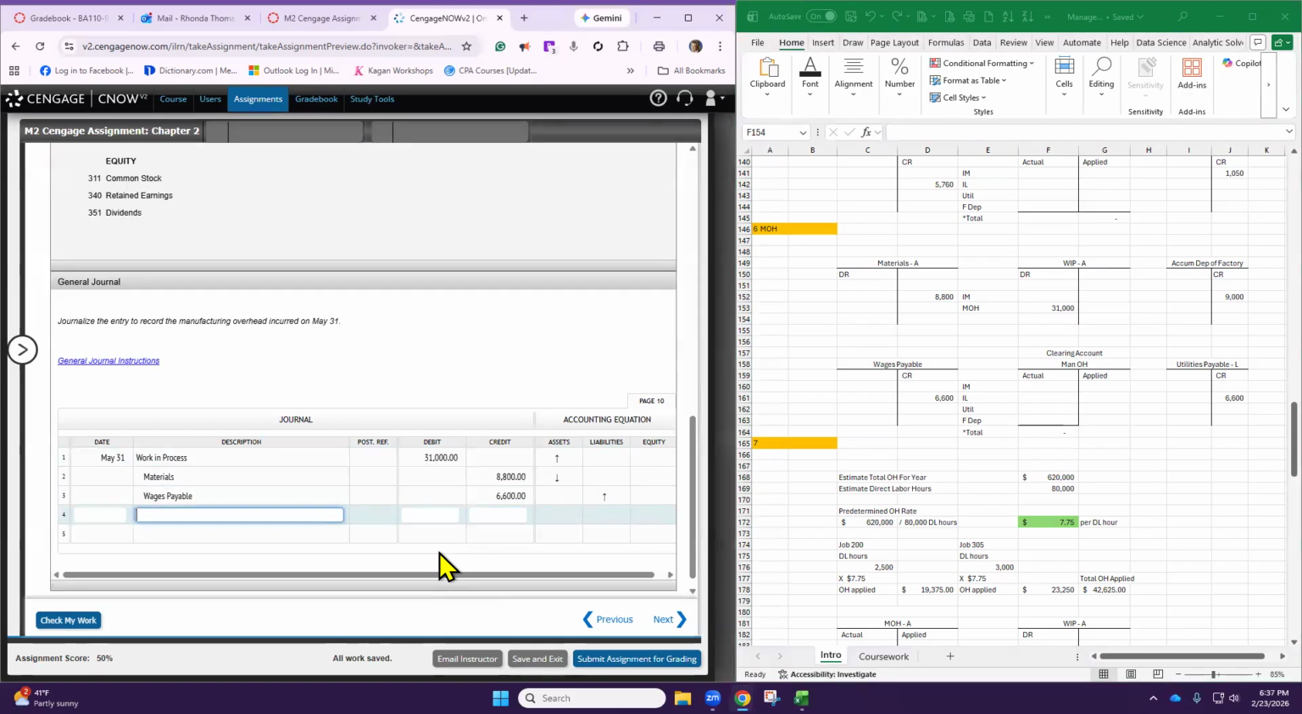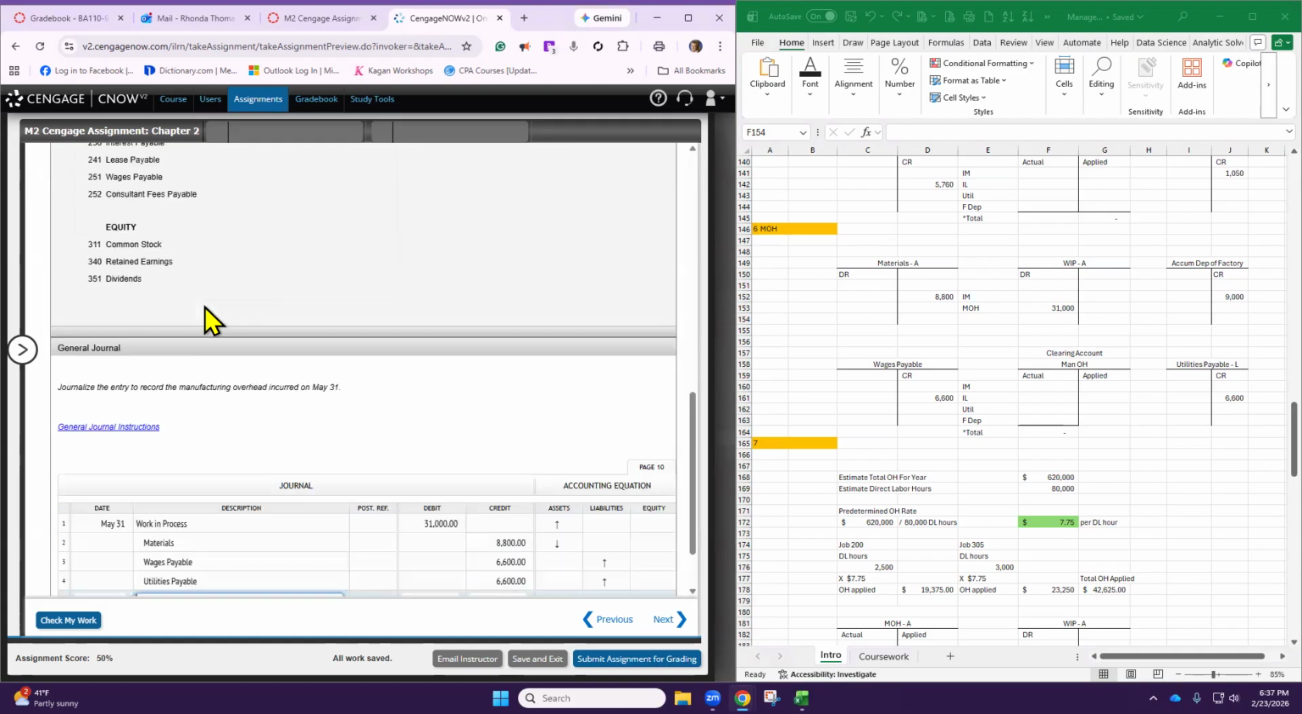Accumulated depreciation, or let's do utilities payable. Like I said, I've never heard of utilities payable. Most of the time it just goes to accounts payable. But okay, then this last one is accumulated depreciation.